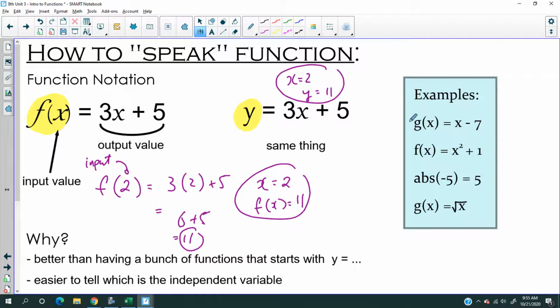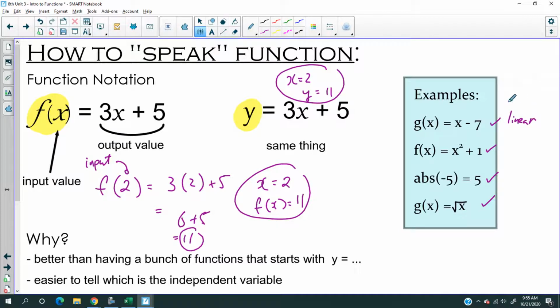All right. Now, here are some examples of speaking functions and what they look like. So here we have g of x, we have f of x, we have absolute value of x, and then we have another g of x. Now, they all stand for different things. Again, we're going to go into more details later. This is a linear function.